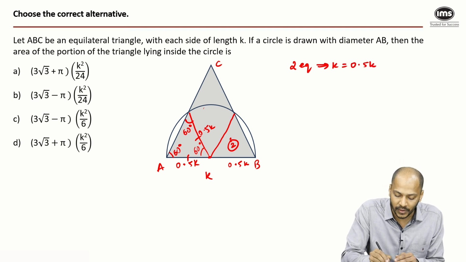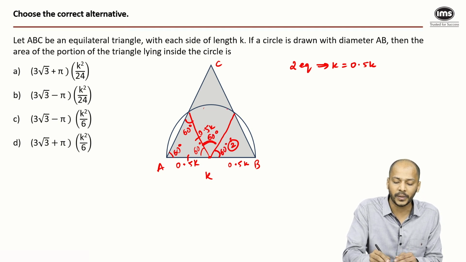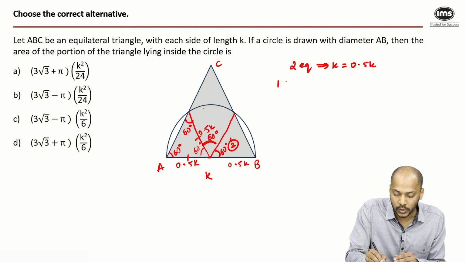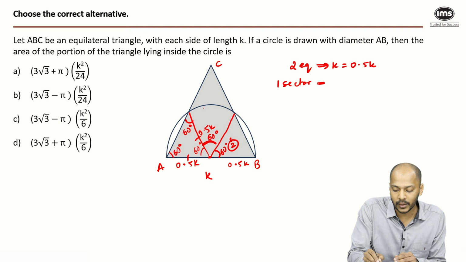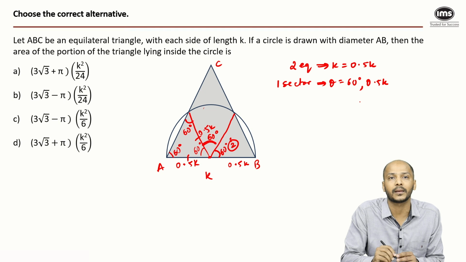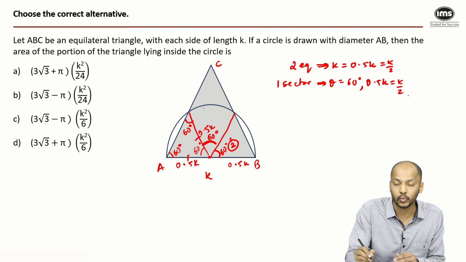What else do we have? We have a sector. Now this angle is 60 degrees, this angle is 60 degrees. The angle in between will also be 60 degrees. So in between we have a sector of a circle with angle 60 degrees. So one sector whose theta is 60 degrees. And what is the radius of the circle? 0.5K again. So 0.5K can also be written as K by 2.